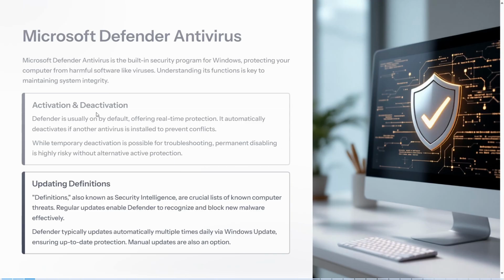A definition is basically just the list of known threats. If your antivirus software knows the known threats, it can adequately defend against those known threats. Generally, these updates for updating the list of known threats or definitions are going to happen automatically. You can also update it manually if you want to, though, in that same settings panel that we were just in.